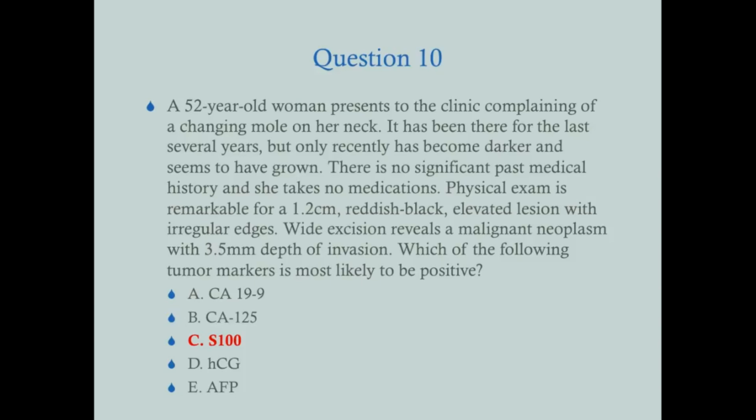And S100 is also associated with another tumor. And do you know what that one is? They're the astrocytomas, which happen in the brain. So what about these other ones? So CA19-9, what's that associated with? Gotta know this. Pancreatic cancer. CA19-9, pancreatic cancer. How about CA125?